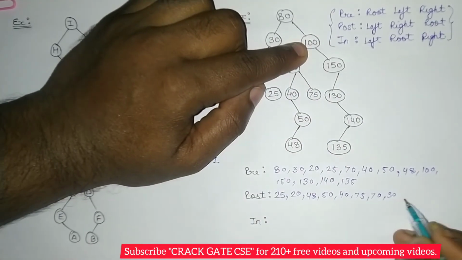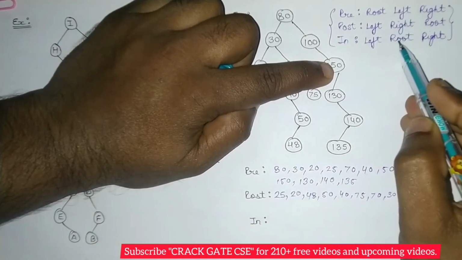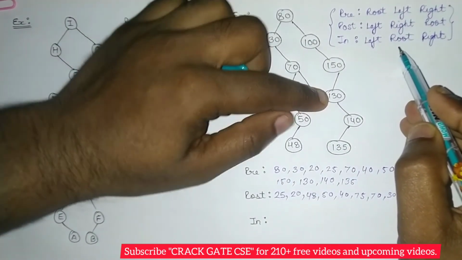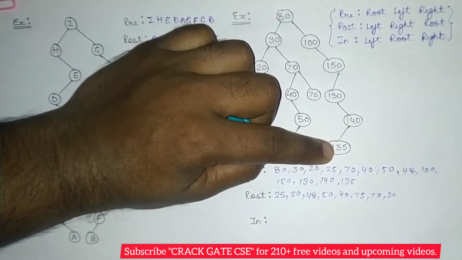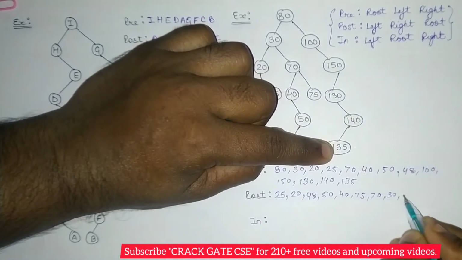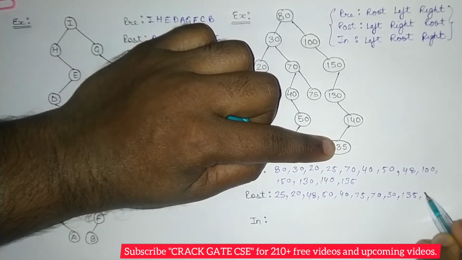So move on to the 100, and in 100 check left, no left, move right. In 150 check left, left is there, move to the left. In 130 no left, move on to the right. For 140 left there, move to the left. So start printing from the root node again. 135 no right, that means print 140.